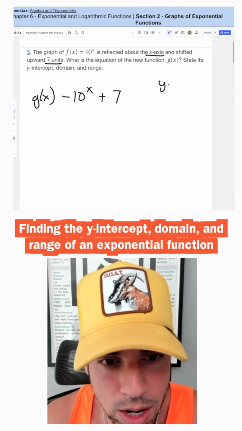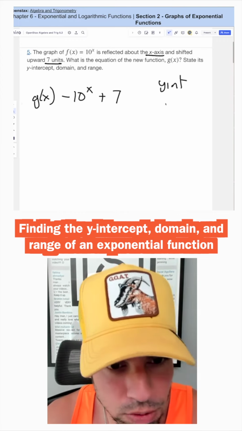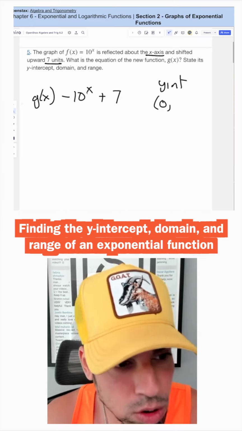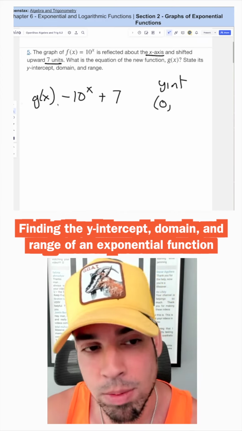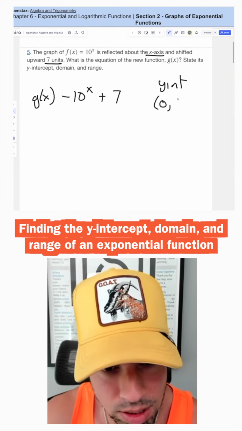Now if we want the y-intercept, first we plug in 0 for x. So 10 to the 0th power is 1. Then we apply the negative. That's -1 plus 7 is 6.